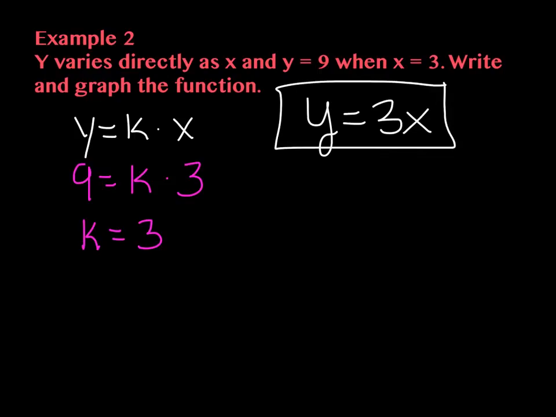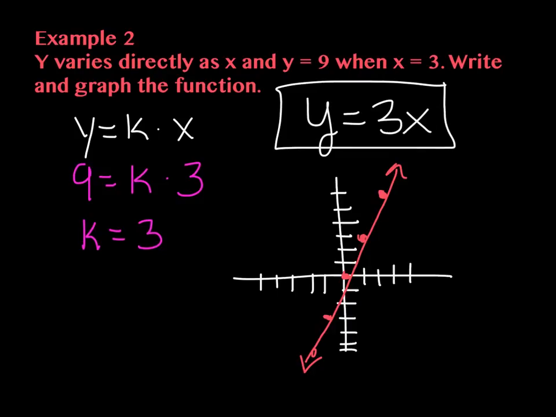And if we graph it, it will look like this. A line with a y-intercept at 0. Sorry, I didn't draw very straight. This stylus is kind of hard to work with sometimes. And a slope of 3.